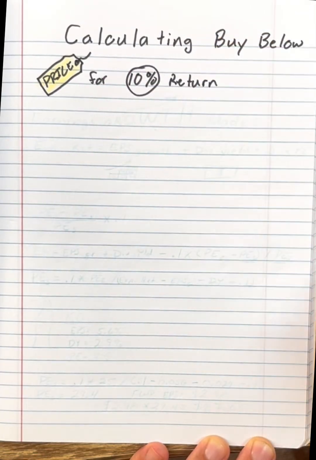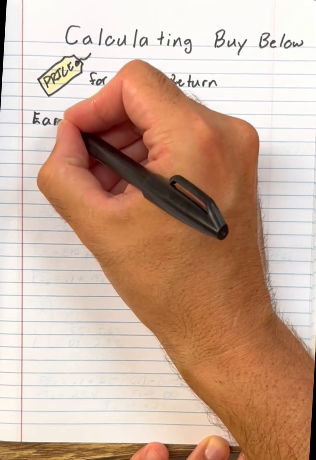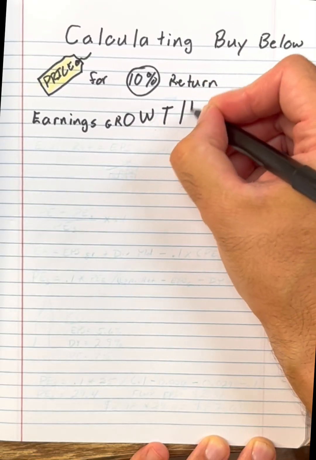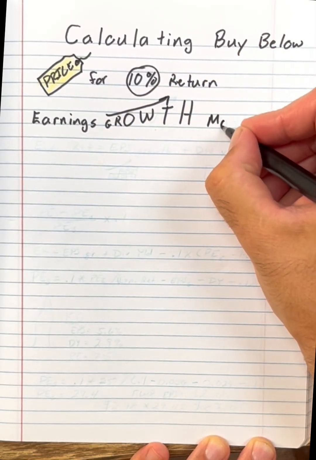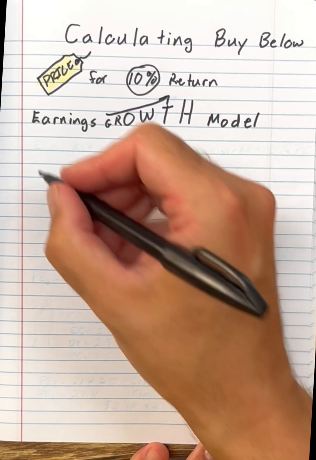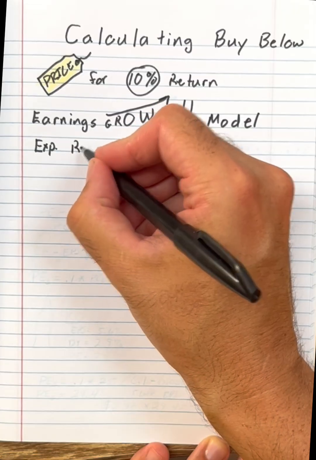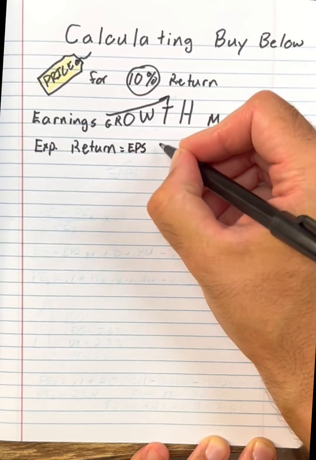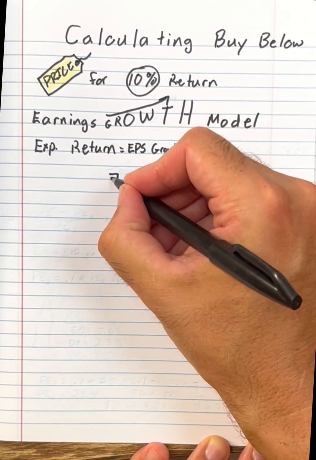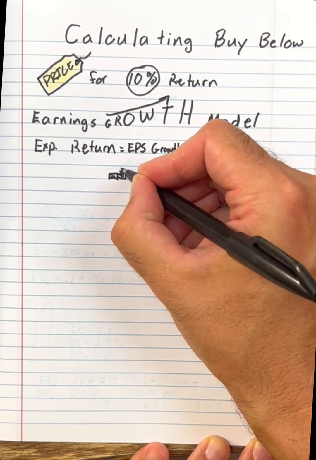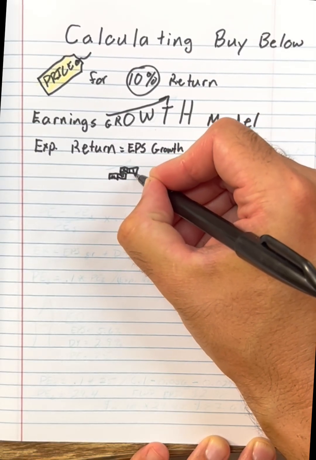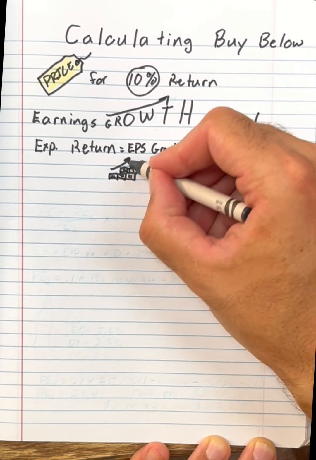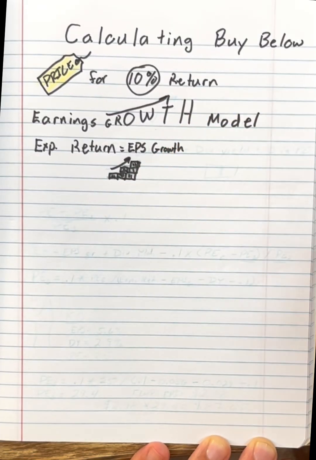And to get to this buy below price, it's based on our earnings growth model. So you need to know how that works first. So I'm going to go ahead and walk you through the earnings growth model. And what this model says is that our expected return per year over about that 10-year time frame is going to be equal to the earnings per share growth rate of the company. And this is going to be compound annual growth rate. So this is the growth rate that earnings grow each year over that 10-year time horizon. And this is per share, so it takes in any kind of buybacks or anything like that that affect it.